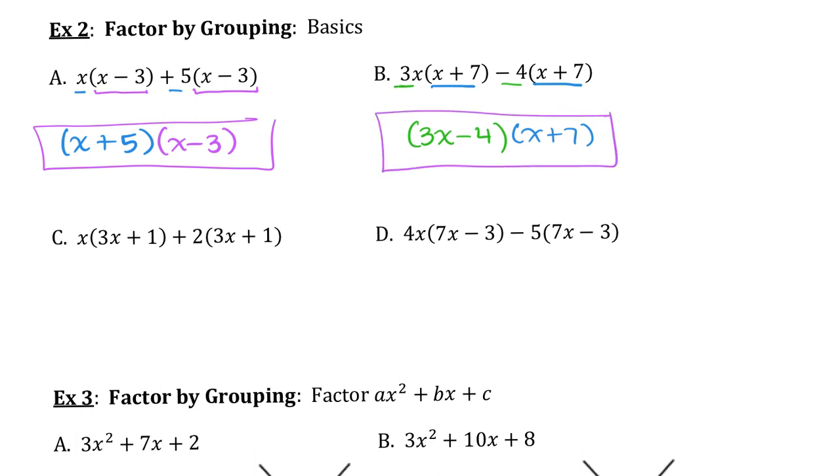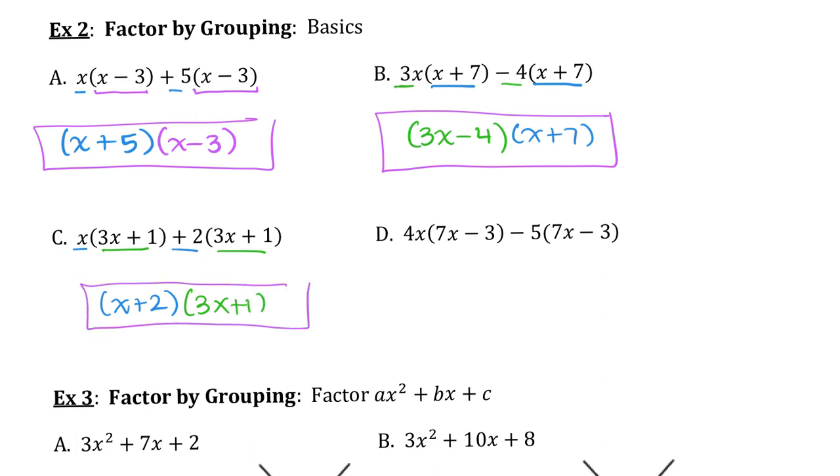Okay, we keep going. What is it? Common factor, 3x plus 1. What are we timesing by? x plus 2. So x plus 2 in one parenthesis, 3x plus 1 in the other. Doesn't matter which one goes first. Okay, common factor right here, and I'm timesing 4x minus 5. So 4x minus 5 is one of the parentheses, 7x minus 3 is the other parenthesis.